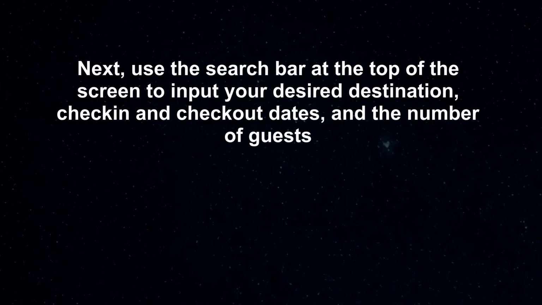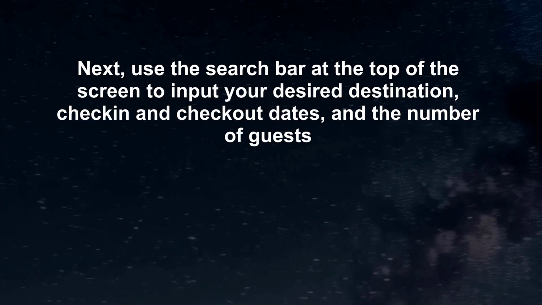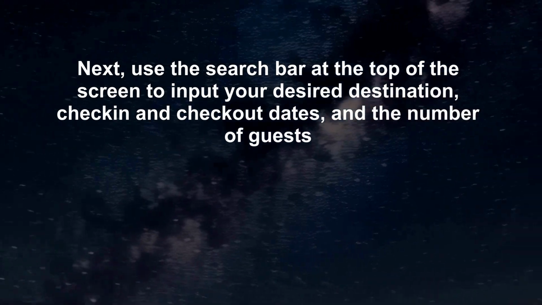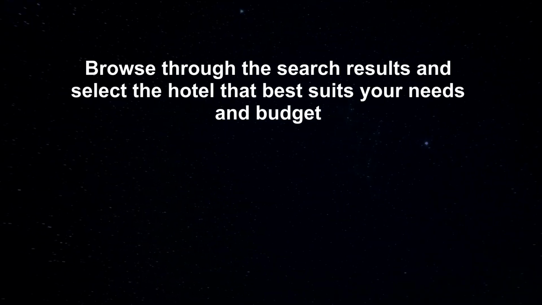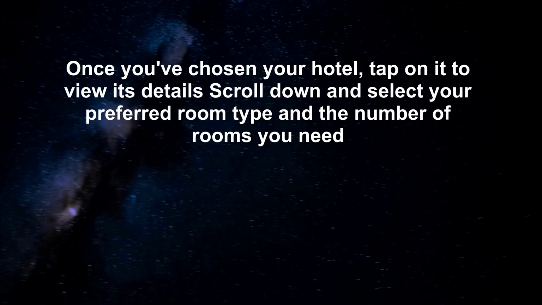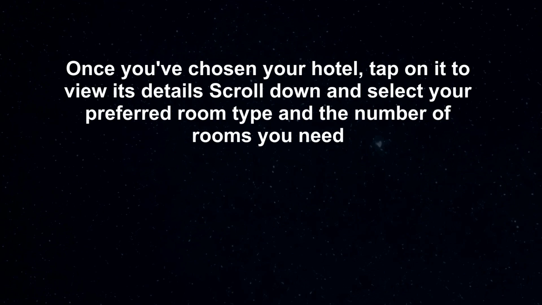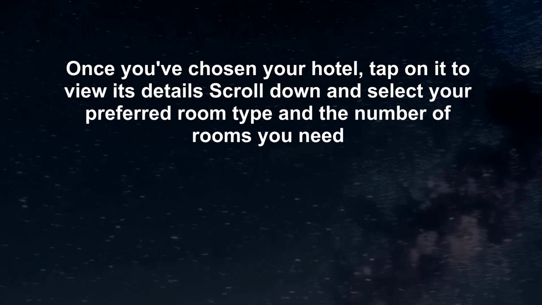Next, use the search bar at the top of the screen to input your desired destination, check-in and check-out dates, and the number of guests. Browse through the search results and select the hotel that best suits your needs and budget. Once you've chosen your hotel, tap on it to view its details, scroll down and select your preferred room type and the number of rooms you need.